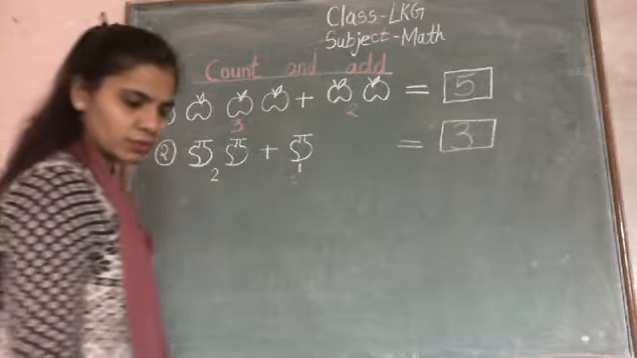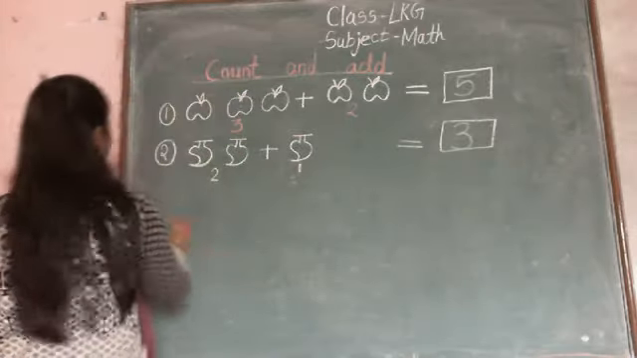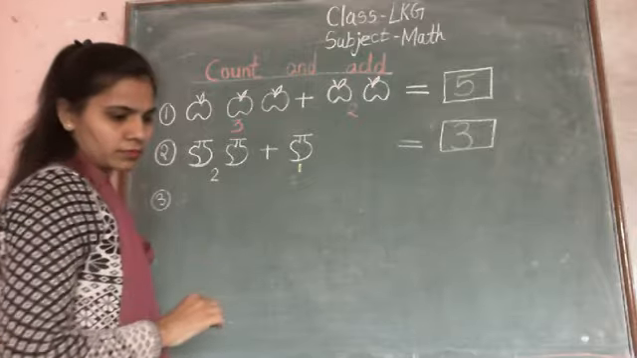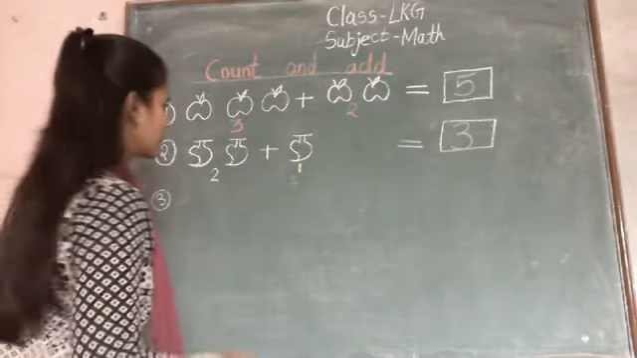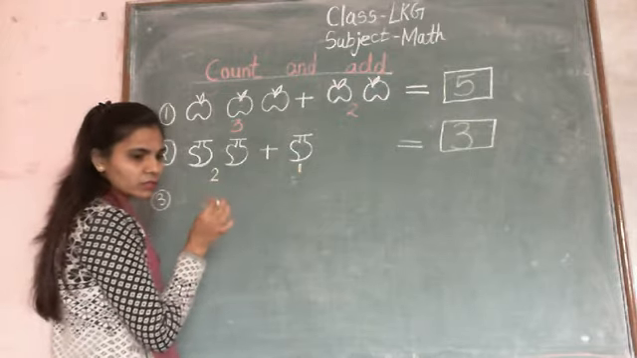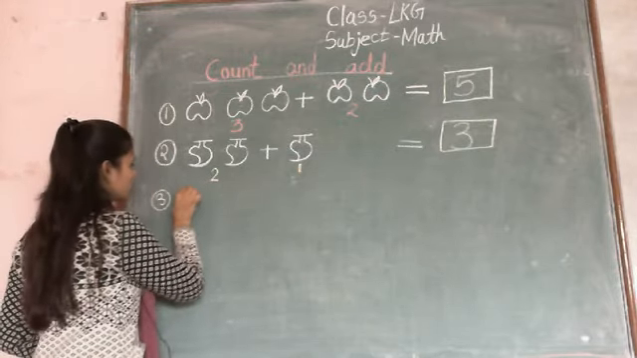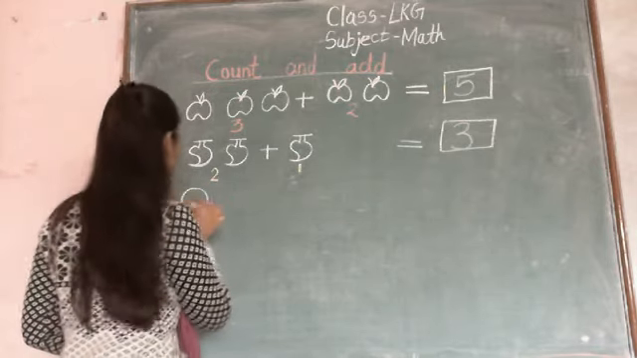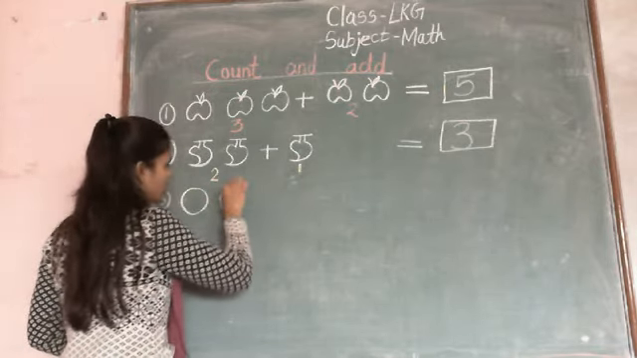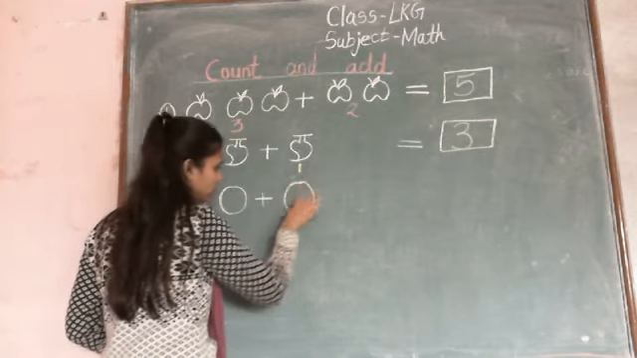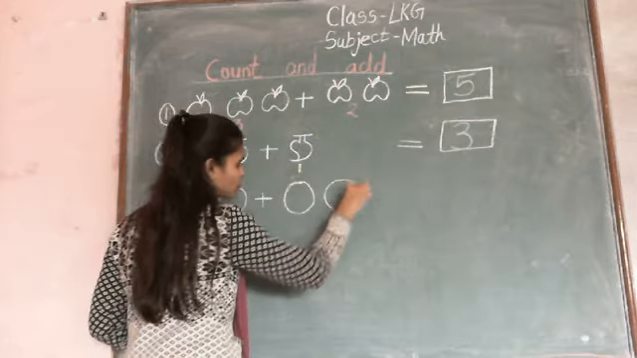Okay, after number 2, number 3 will come. Write here number 3. Make circle over here. 2 plus 1.